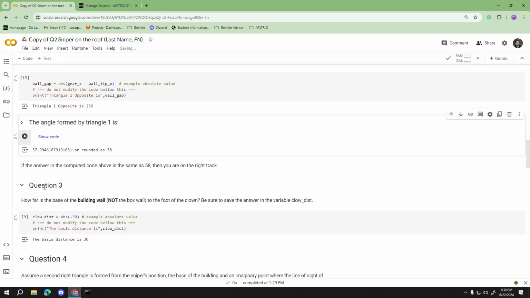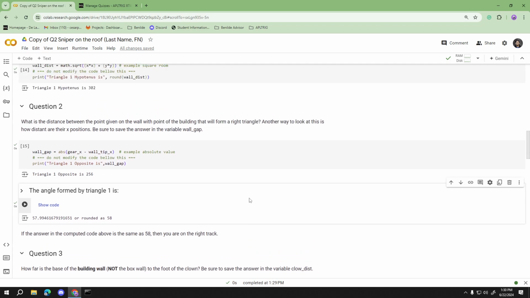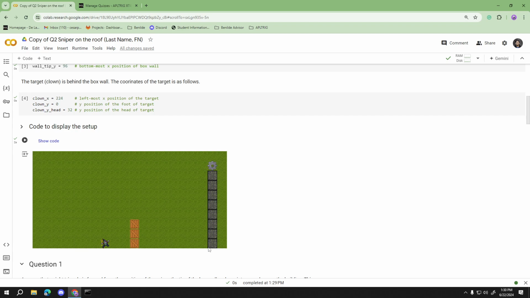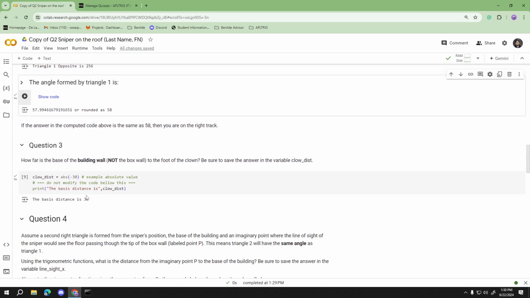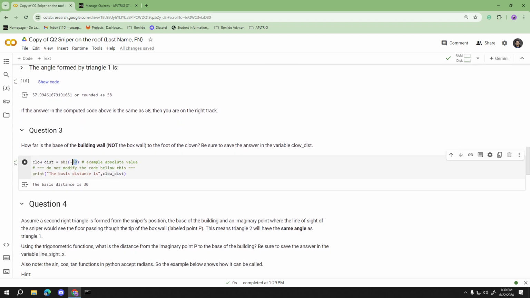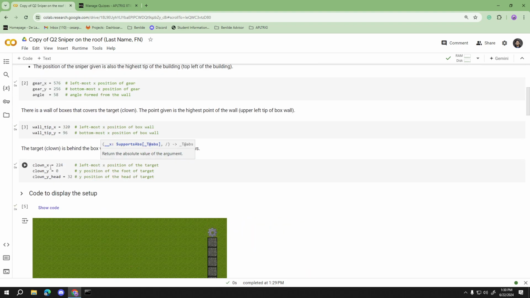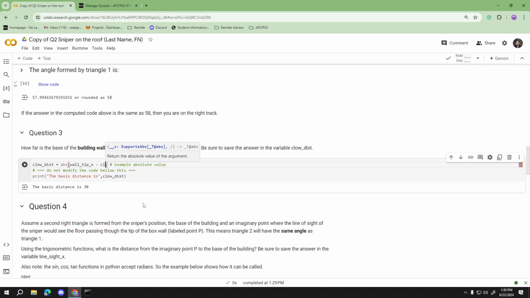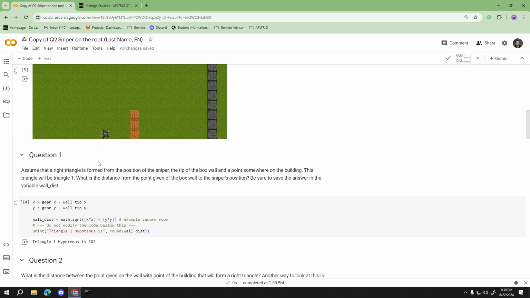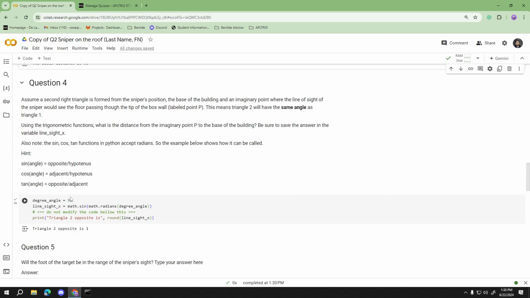Okay, question number 3: how far is the base of the building wall, not the box wall, to the foot of the clown? So how far is the base of here to the clown? We have our wall tip X minus, let's get the clown, clown X. Sorry, not wall tip, my bad. It's gear X minus clown X.